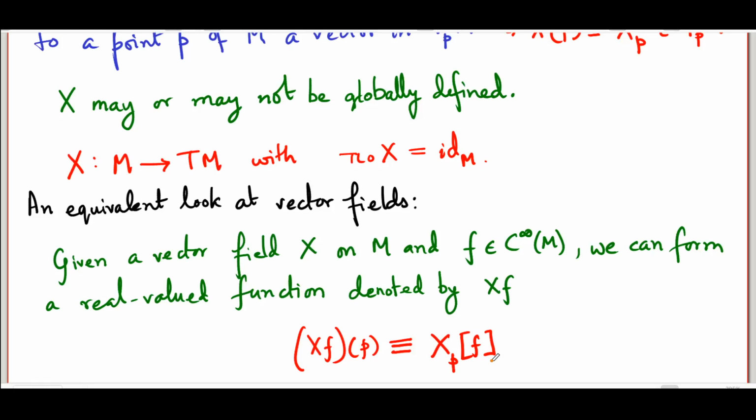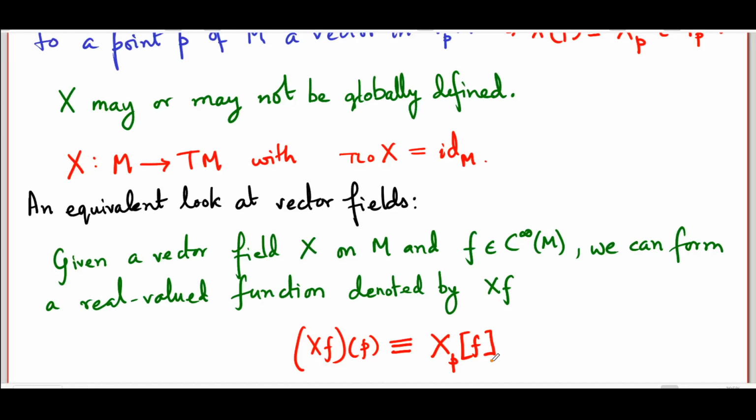What I said a while ago is not really strictly speaking correct. X is not a map from C infinity M to C infinity M necessarily. It's a map whose domain is C infinity M. After all, the vector fields that we have will give rise to tangent vectors which act on smooth functions. However, the resulting function may or may not be smooth.